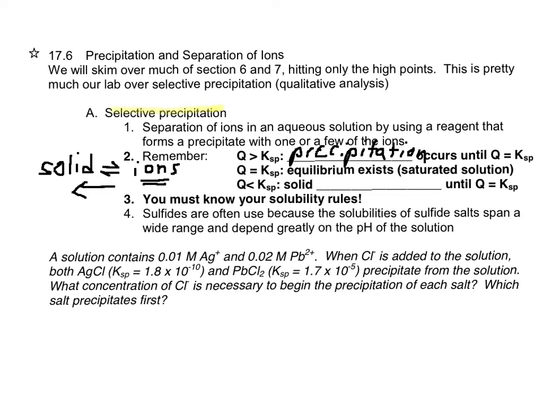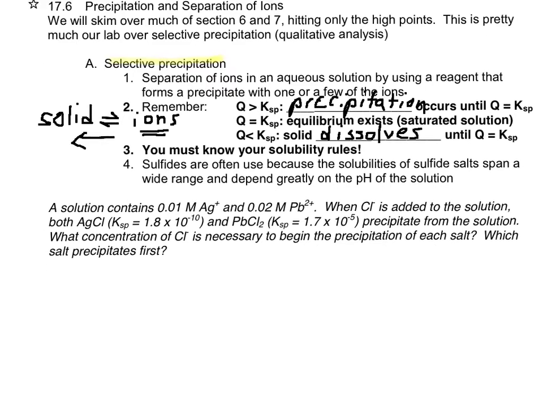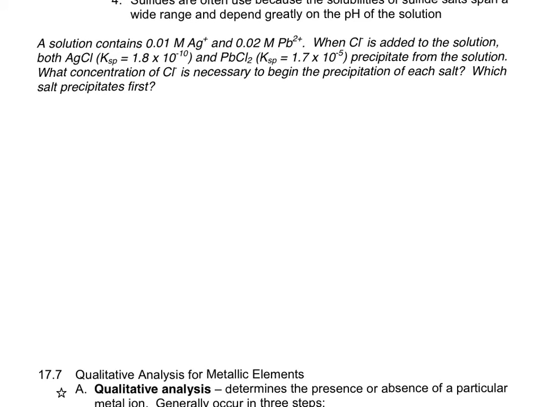If Q is less than KSP, that means that you have not formed very many ions yet, and so it is going to dissolve until Q is equal to KSP, and then it will reach equilibrium and your solution will be saturated. Okay, and let's take a look at an example problem dealing with this.